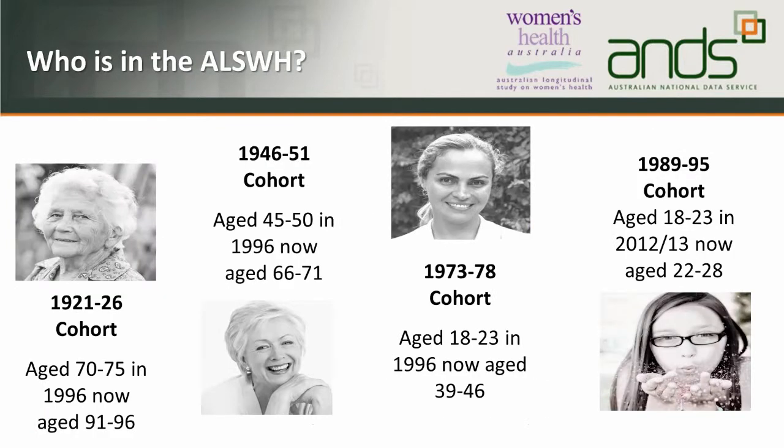Here they are. The four cohorts are age-based, and we define them by years of birth. You can see the oldest one, born 1921 to 26, and three other ones of various ages. As you can imagine, each cohort has their own health issues, and that's what we're interested in, and indeed the Australian government is interested in.